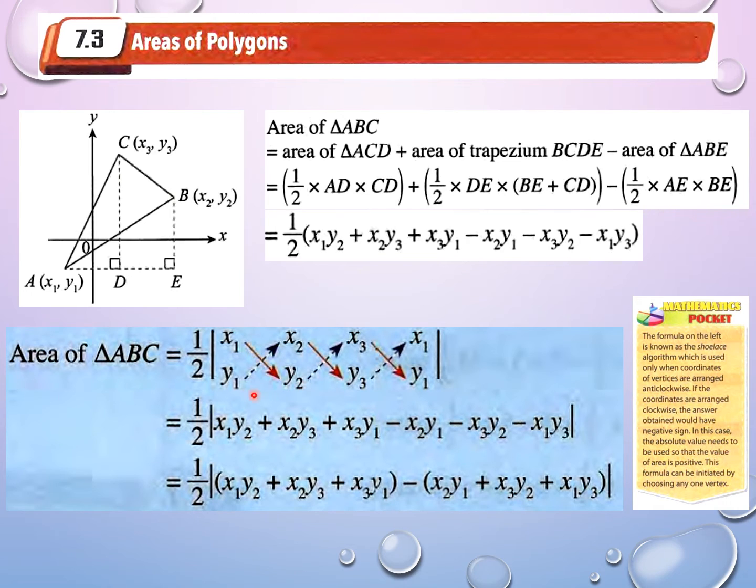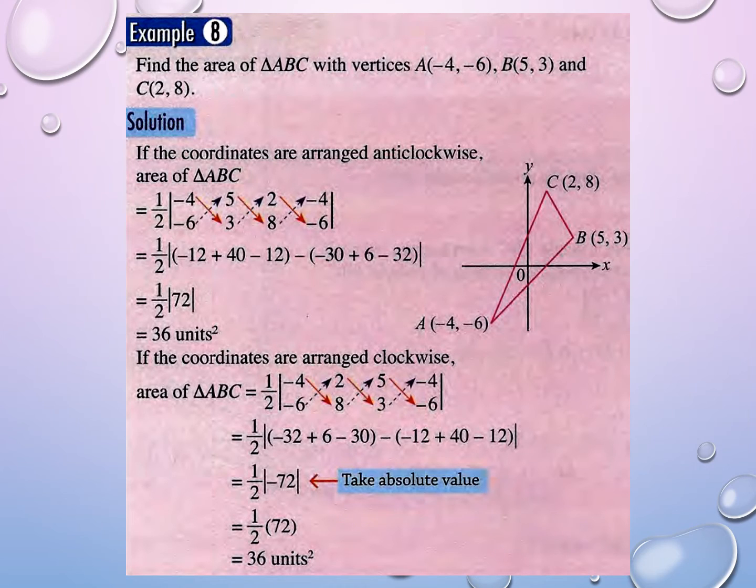So that's why we have the modulus, and this is how we make this complicated formula look simpler. We arrange the coordinates and repeat the first one. Whatever the first one that you have, you must repeat. So we will see the next example. Yes, the next example is here.